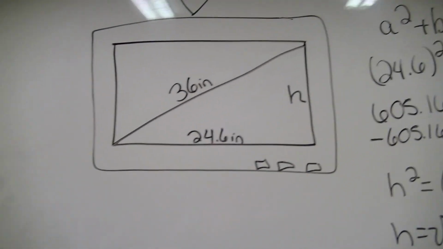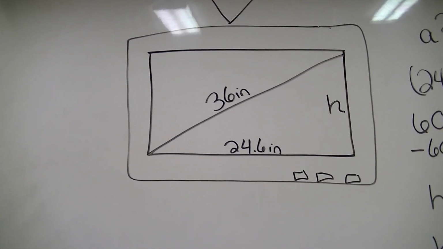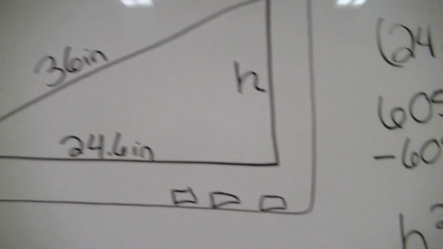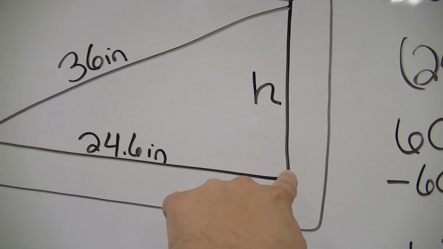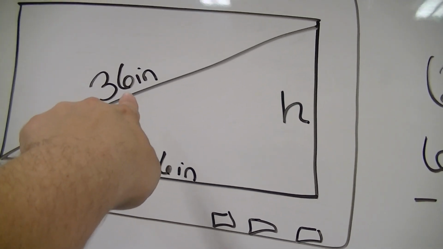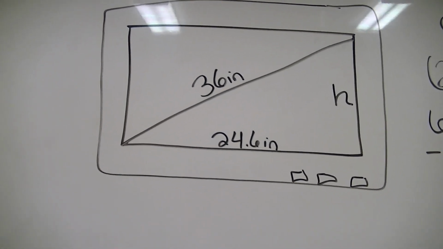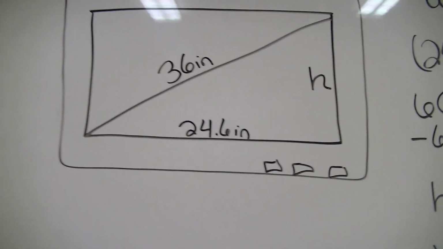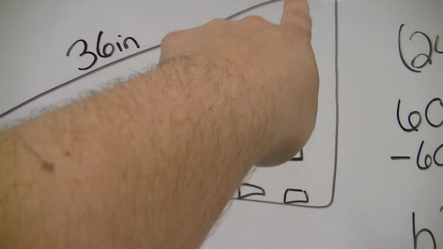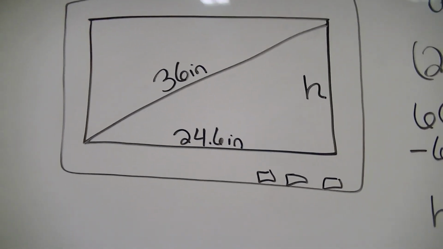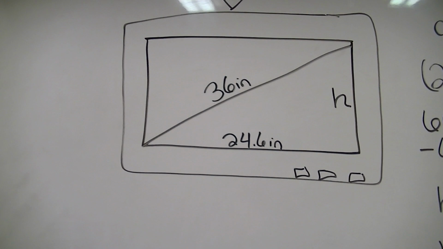And we know that when you cut a rectangle in half, that's the same as making a triangle. And when you have a triangle like this, that would be a right angle, right? So if this is a right angle, what's across from the right angle is going to be the hypotenuse. So if they're saying the hypotenuse is 36 inches and the bottom here is 24.6 inches, we're looking for the height here. So this turns into a Pythagorean Theorem question.